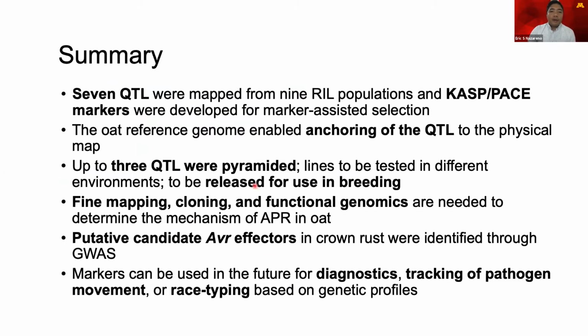And the reference genome enabled anchoring of the QTL to the physical map. And in the pyramiding, we combined up to 3 QTL, and these lines will be tested in different environments and will be released for use in breeding with the associated markers. So this will be publicly available. Also, fine mapping, cloning, and functional genomics are needed to really examine the mechanism of APR in oat.